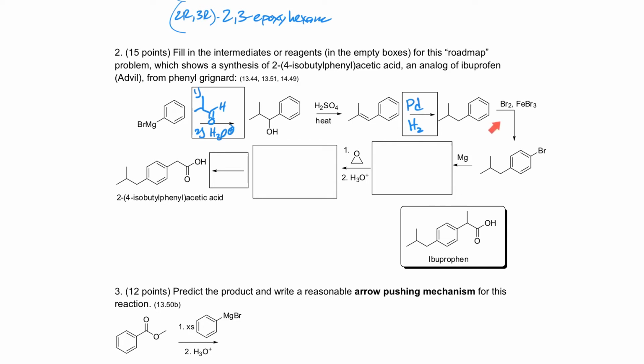Then we got a preview of the aromatic substitution chapter. We can put a bromine on an aromatic ring using FeBr3 and Br2. And then we have a bromine here. We've got magnesium. Hopefully you remember that from lab. That is forming the Grignard reagent. And the Grignard reagent reacts with epoxides to ring open them.